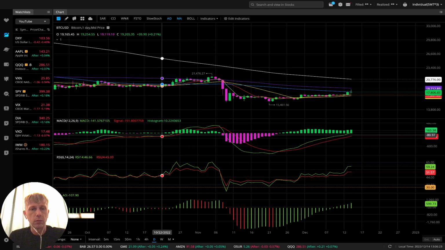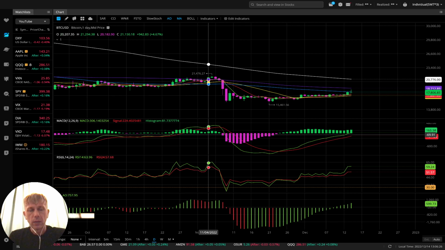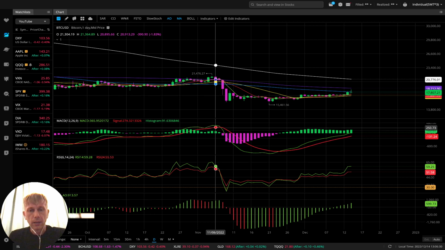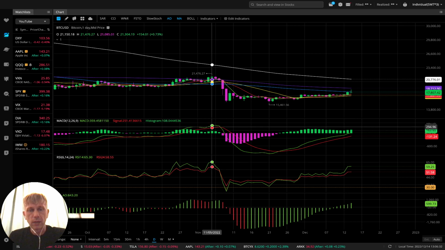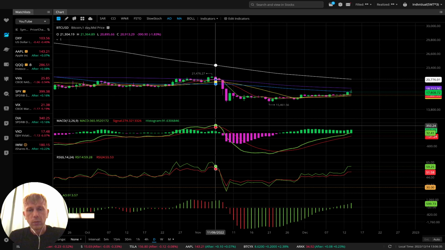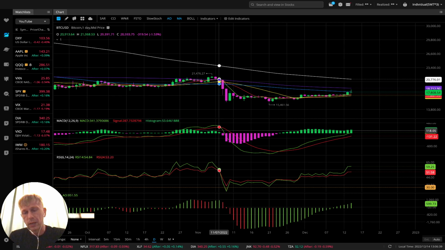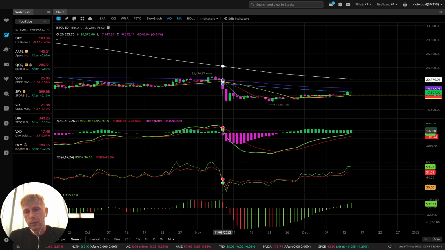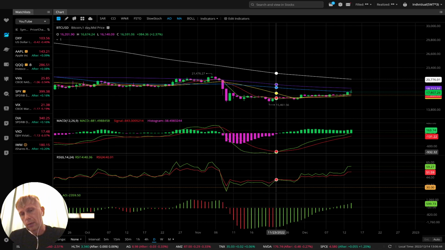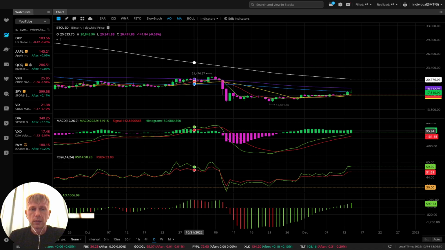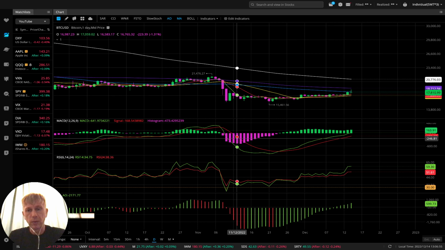The most important is the MACD indicator. It has a red line, the signal line, and a green line, the MACD line. When the MACD line crosses below the red line, it's a downtrend, a bearish crossover. When the green line crosses above the signal line, it's an uptrend, a bullish crossover. Green bars on the histogram are bullish, and red bars on the histogram are bearish.